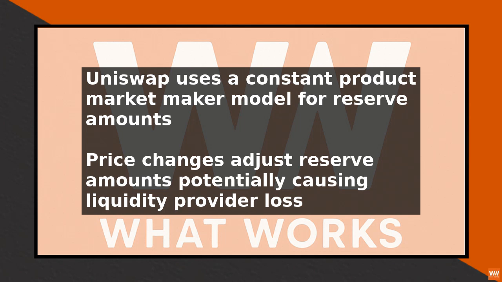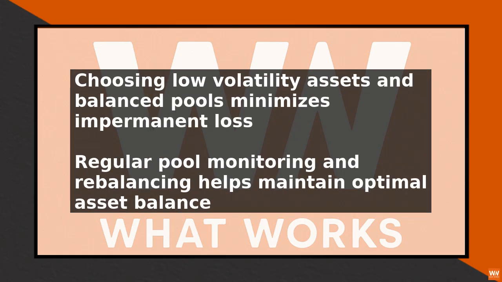To minimize impermanent loss, it is crucial to follow best practices. Firstly, it is essential to choose assets with low volatility, as significant price changes increase the risk of impermanent loss. Secondly, liquidity providers should maintain a balanced pool, with equal amounts of both assets. This balance helps to minimize the impact of price changes on the pool.